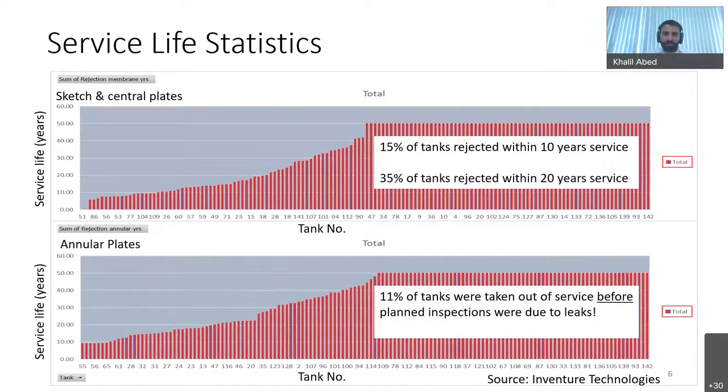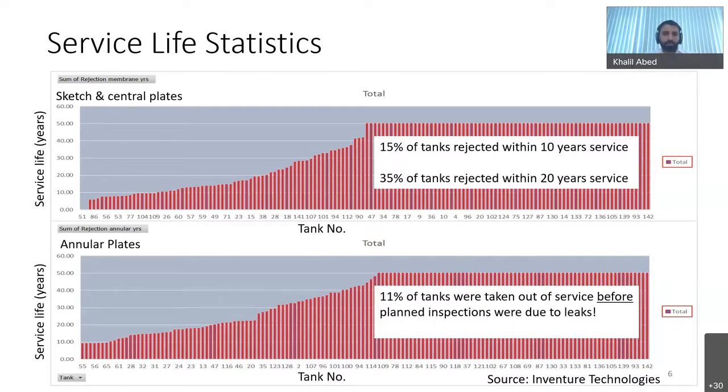So from the previous slide, we saw that the corrosion rate can go as high as 1.2 millimeters per year. And when you have a high corrosion rate, this impacts the service life of the tanks. In these 2 graphs, the y-axis is the tank service life in years, and the x-axis is the tank number, sorted in ascending order based on the service life value. The top graph shows that 15% of the tanks got rejected due to corrosion in the shell and the central plates within 10 years from commissioning, and 35% within 20 years.